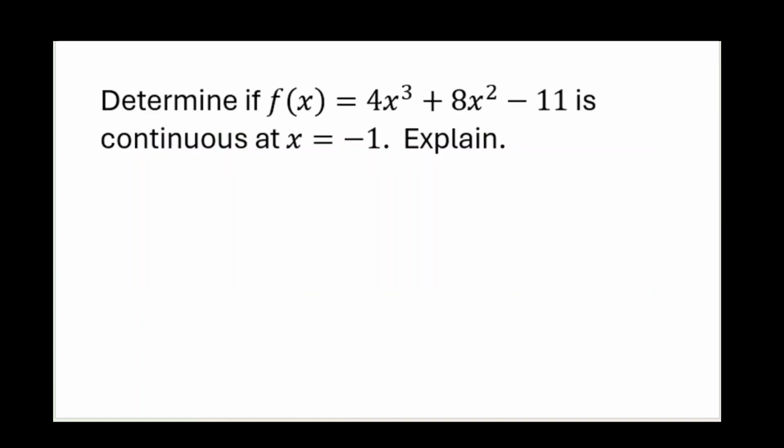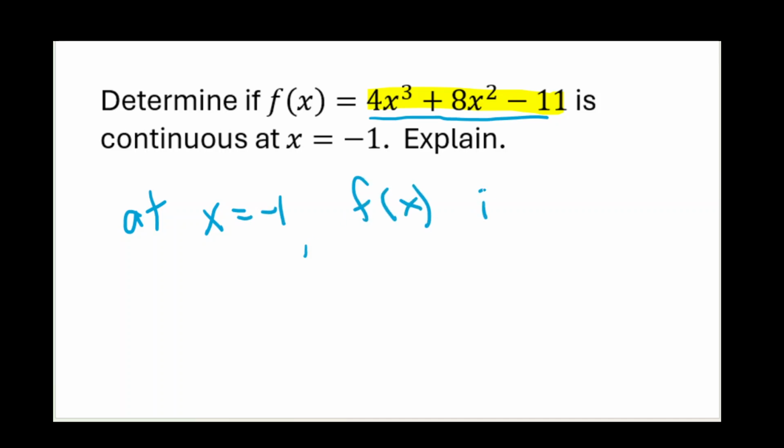Determine if this function is continuous at x equals -1. Explain. Well, that function we know is a polynomial function. And a polynomial function does not have any discontinuities. There's no holes. There's no vertical asymptotes. There's no reason why the function would jump. So therefore, for all x values from -infinity to infinity, a polynomial function is continuous. So at x equals -1, f of x is continuous.